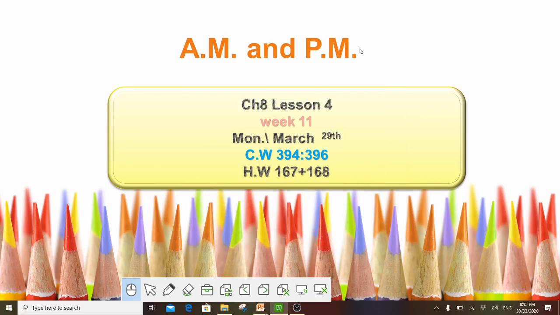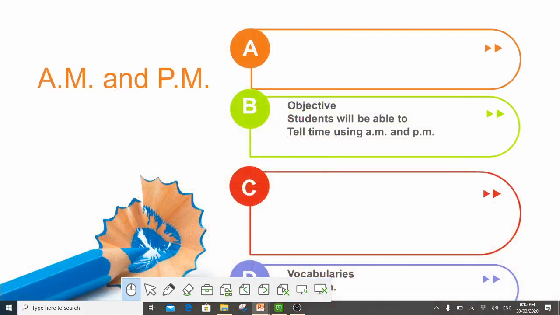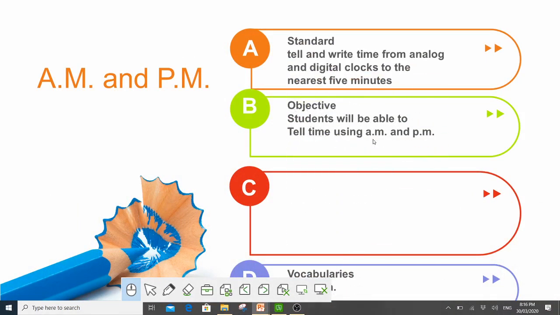Hope you're fine. Today we're going to take the fourth lesson in chapter 8, AM and PM. I want you to open your book on page 394 and be ready with teacher Rima. Our objective: students will be able to tell time using AM and PM.